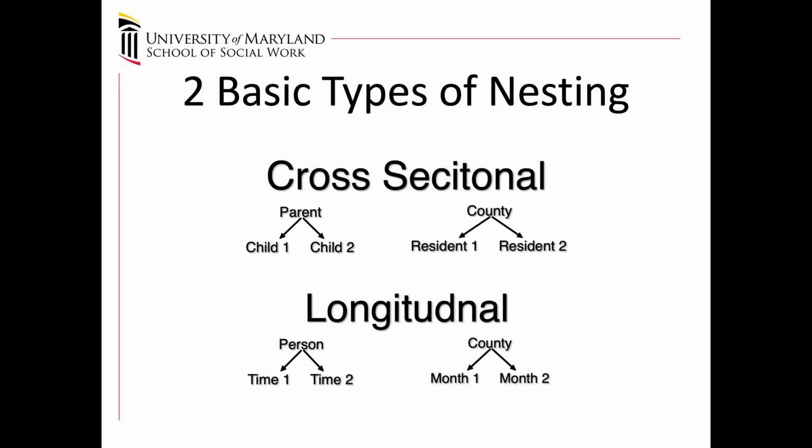Once you understand the basic nesting structure, adding to it is sort of trivial. Like a 3-level model is not that much more complicated than a 2-level model. You're just adding another level.